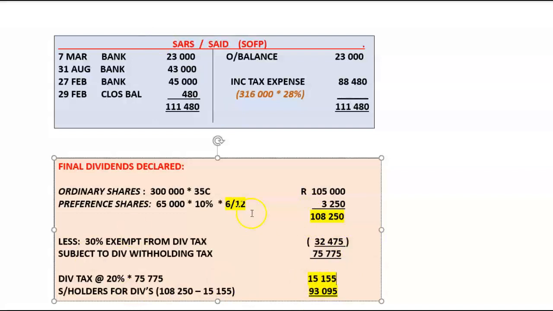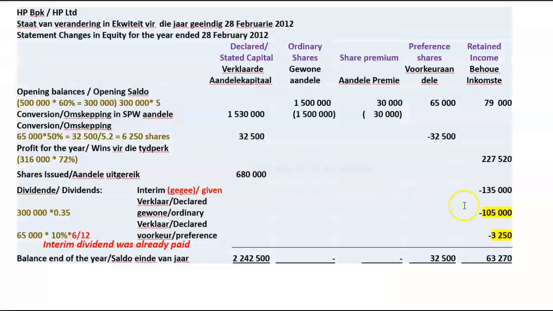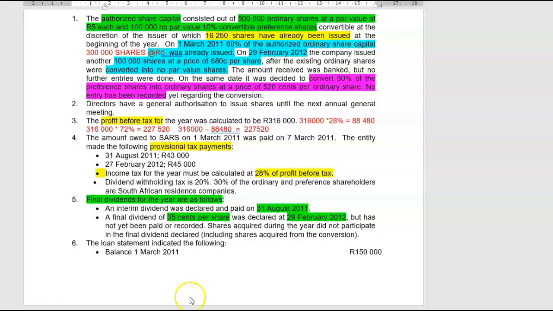108,250. So can you see that when the company is going to make payment, what is he going to do? He's going to debit shareholders for dividends with 93,095. He's going to debit SARS for dividend withholding tax of 15,155. And he's going to credit his own bank account with 108,250. So how much dividends did the company pay? The company paid 108,250. Therefore, we're back there, 108,250.